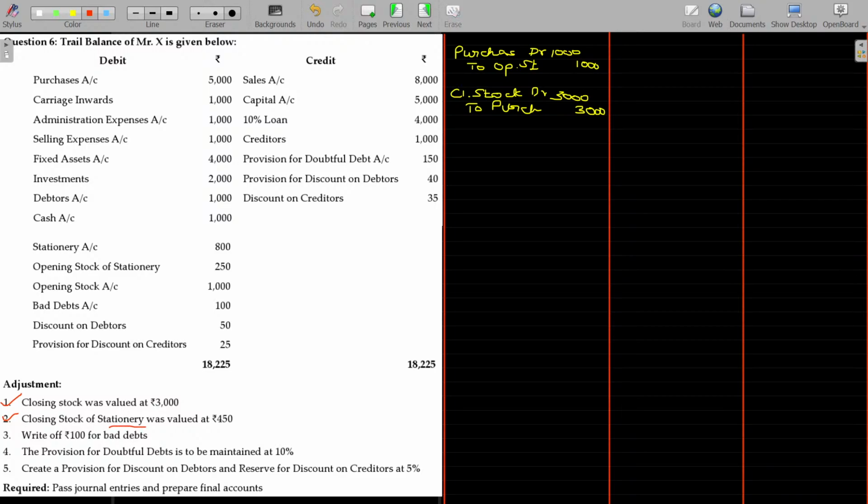Closing stock of stationery was valued at rupees 450. How do we handle the closing stock of stationery now? It is similar. Usually whenever you are purchasing material for resale purpose, the purchase is debited to the purchases account. But for consumption purpose, if you are getting any material, the debit will be in the same item itself. If we had purchased the stationery for consumption, we would have debited the stationery account.